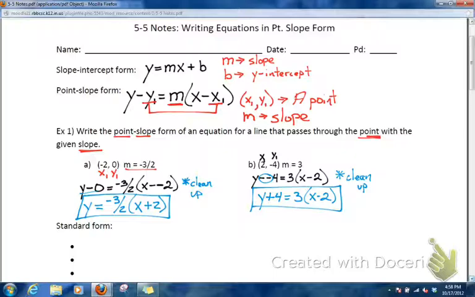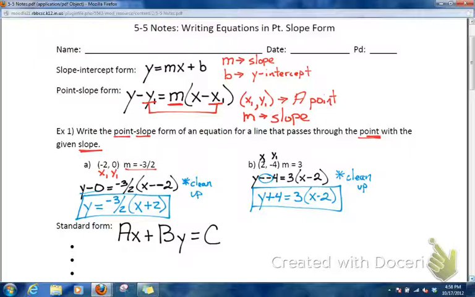All right, so next thing we have here is standard form. In this section, you actually learn two new forms, the main one being point-slope. The next one here is standard form, and the equation for standard form is capital A, Ax, plus capital B, By, equals capital C. All right, now, there are some rules about standard form.